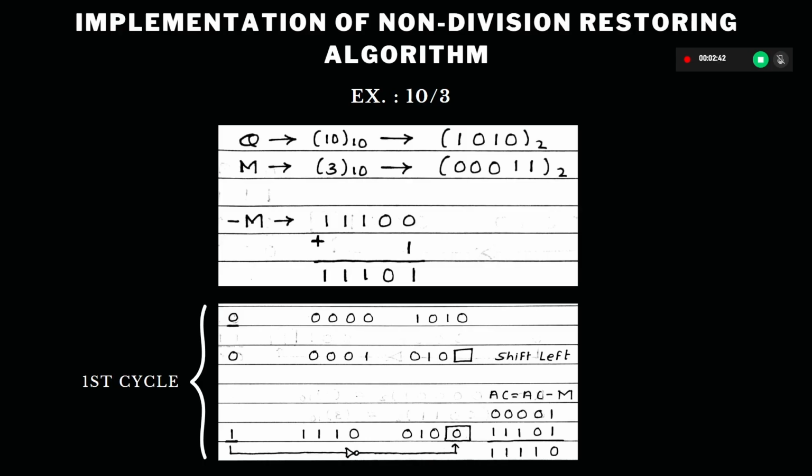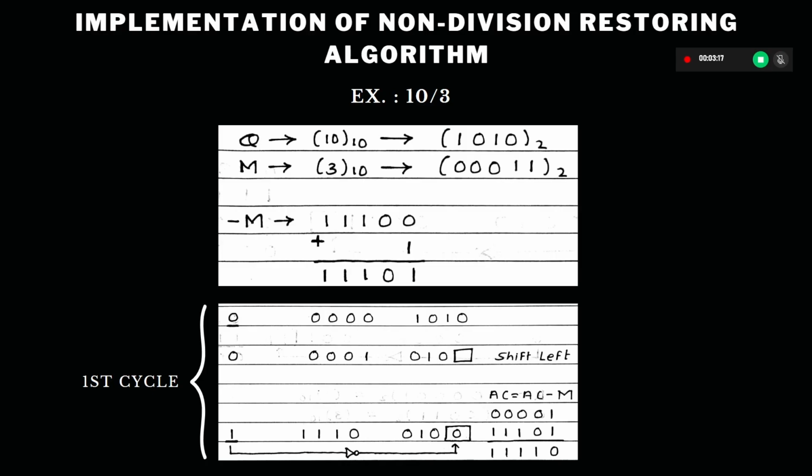The extra 0 in the start is just to handle the borrow situation. Now we will calculate minus M, which is calculated by finding the one's complement and then we add 1 to it. As we have 4 bits, we will perform 4 cycles to complete. Now we will initialize first C and AC with 0, and we will use the dividend as it is.